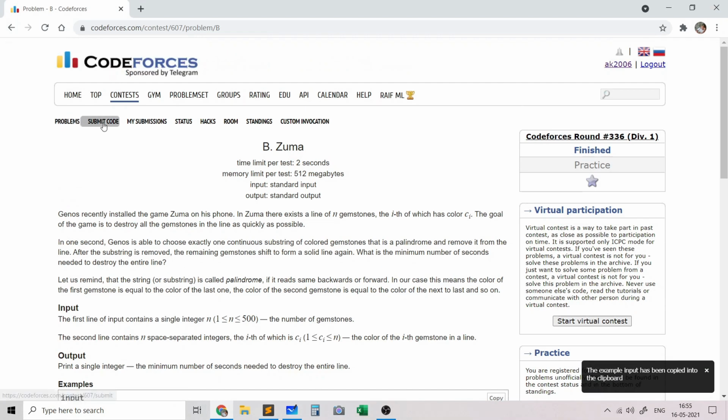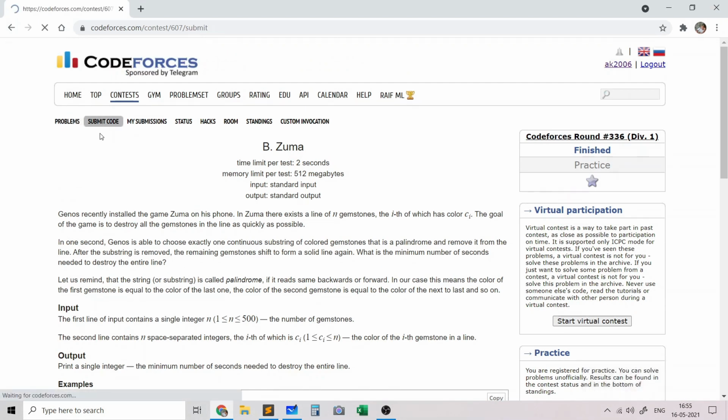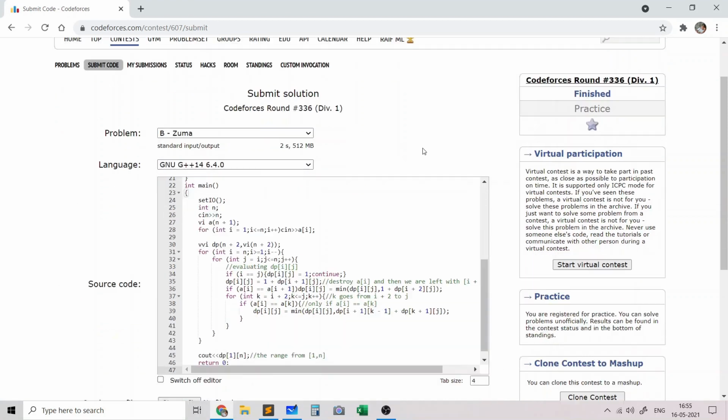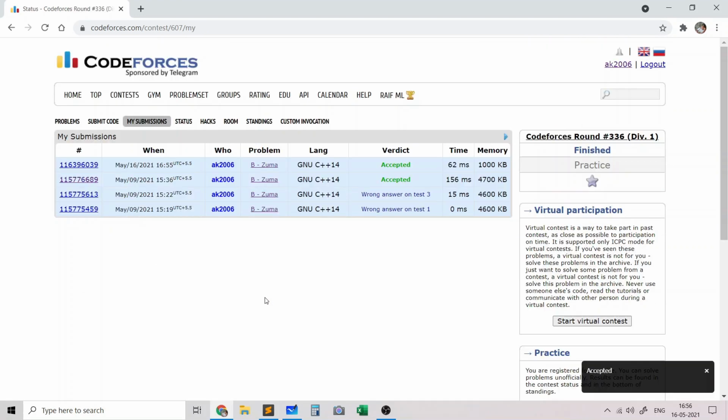So let's just submit it to see that it gets accepted. So as you could see, my code got accepted. In the next video I'll cover a similar problem on dp on ranges, which has a similar flavor but is slightly harder and is rated 2000.